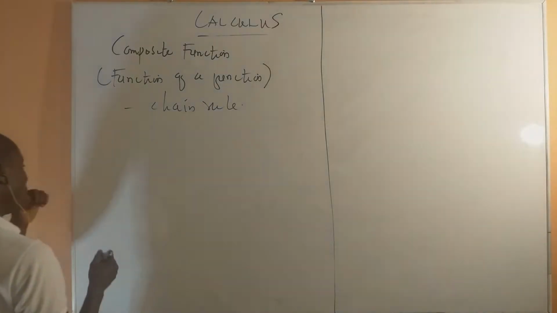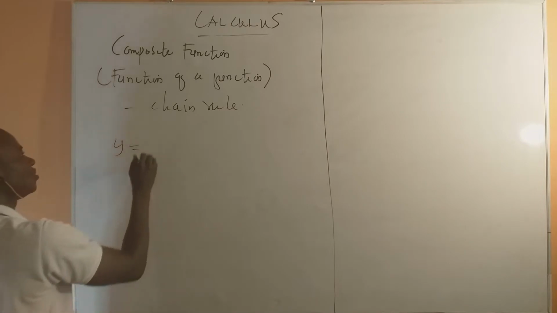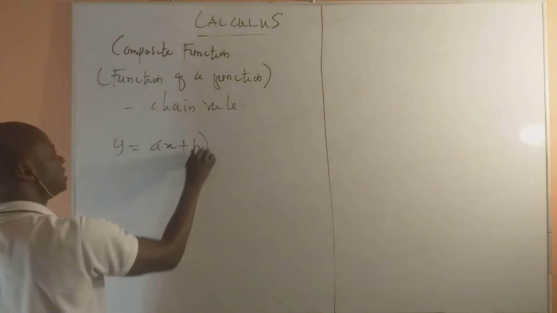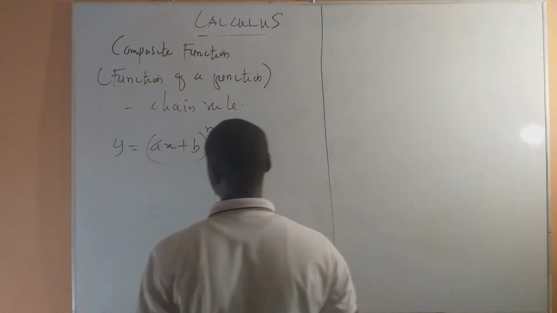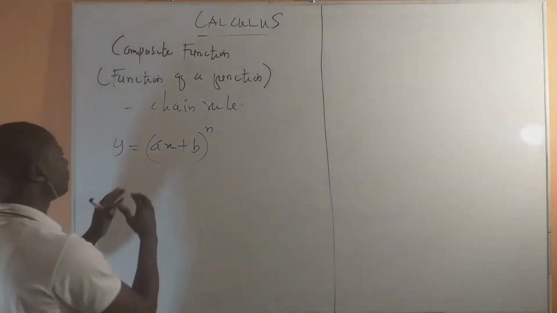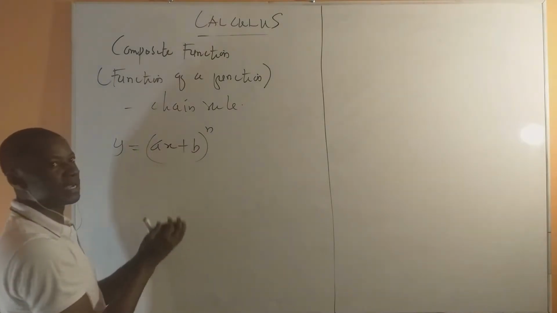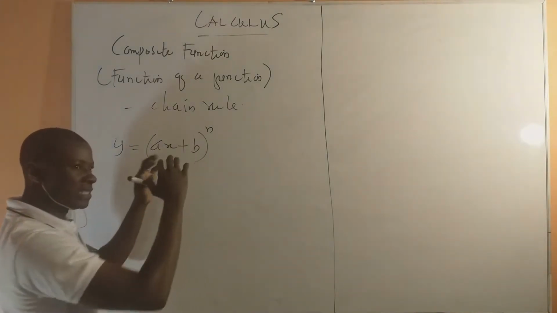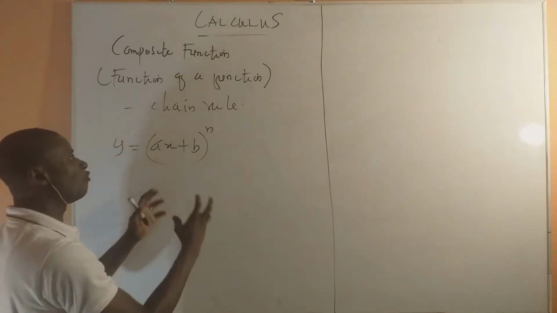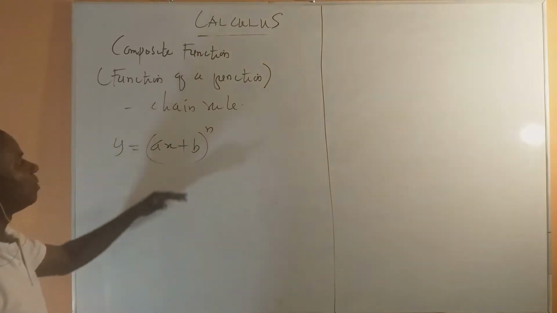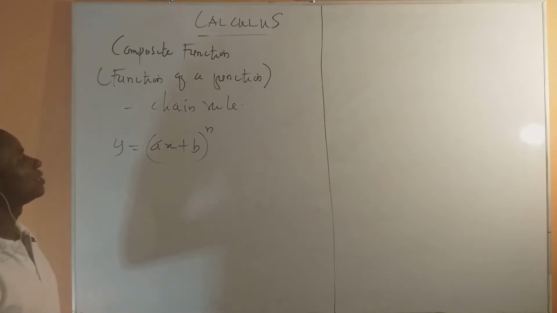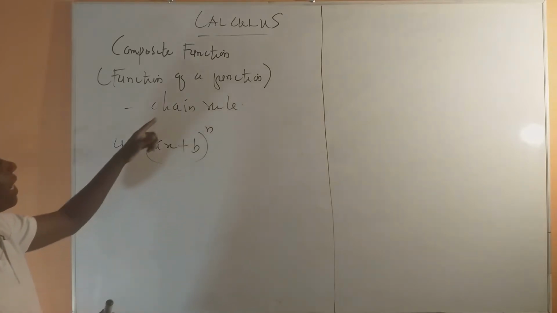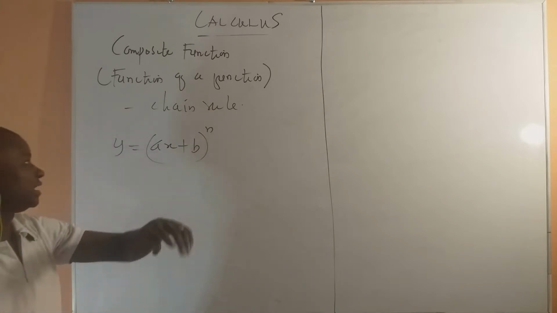So now, let's assume that we have y equals (ax plus b) exponent n. So we have a function, but the function is inside the bracket. The exponent is also another function. So it's a function of a function. Now, when you have problems behaving like this, how do you differentiate y with respect to x? That's what we are going to look at. What is really happening is this, and we'll be applying what we call the chain rule.